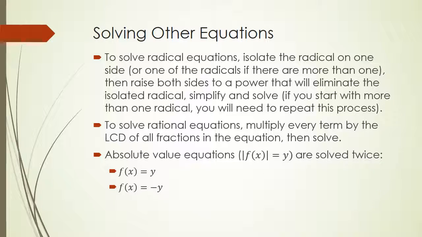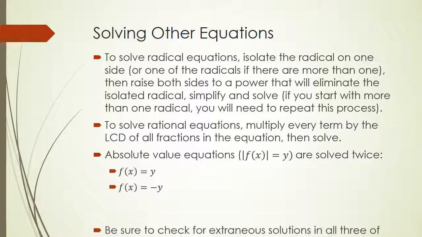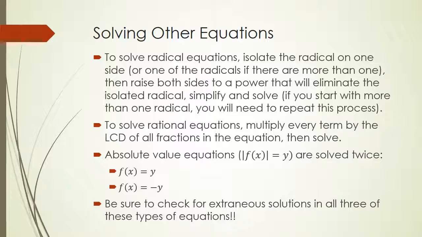And then finally, we're going to look at absolute value equations. When we have absolute value equations, we solve them twice. We solve them just like you see them without the absolute values. And then we solve them again, but we put a negative on the number on the right-hand side of the equation. And you will get, for most of your absolute value equations, two answers. And again, be sure to check for extraneous solutions in all three of these types of equations.